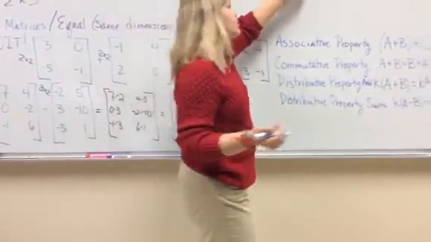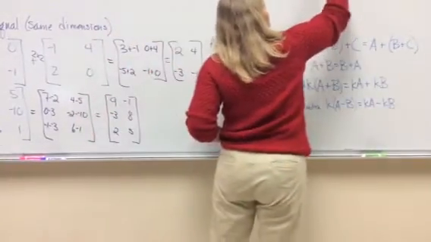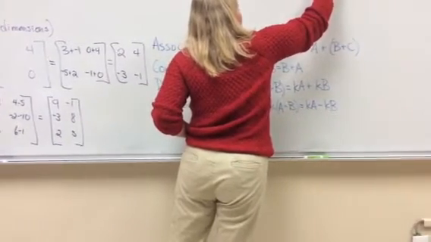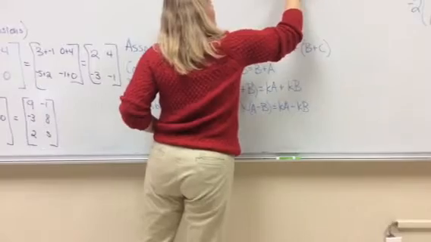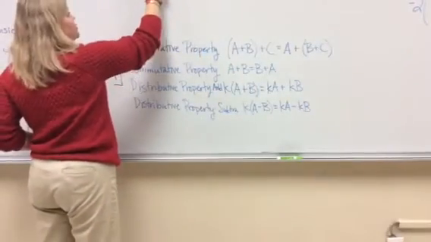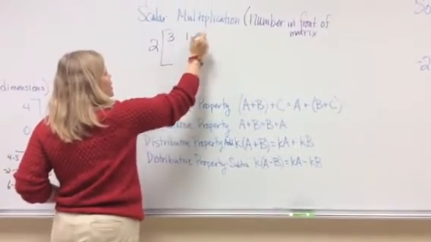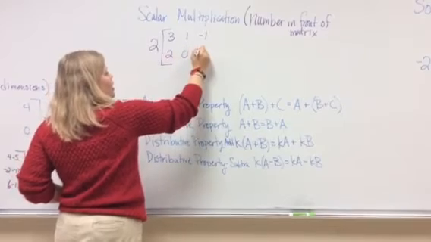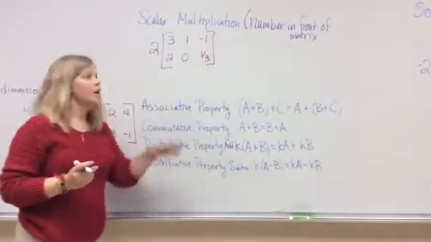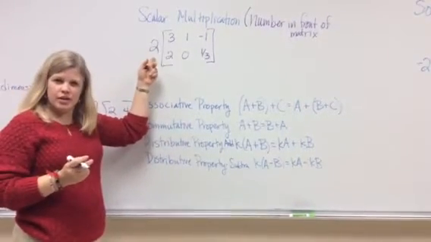Now, scalar multiplication means we've got a scalar, or in other words, a number in front of the matrix. Okay, so maybe you'd have something like this, 2, and then inside we'd have 3, 1, -1, 2, 0, and just for fun, we're going to do 1/3. Okay? Now, scalar multiplication. Does that remind you of anything?